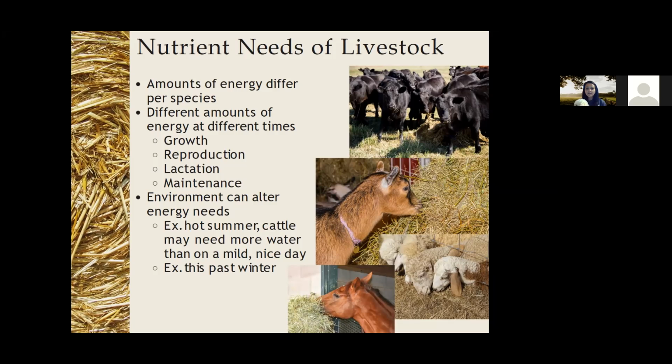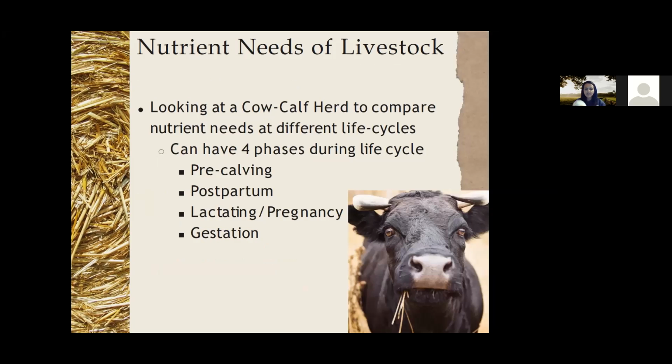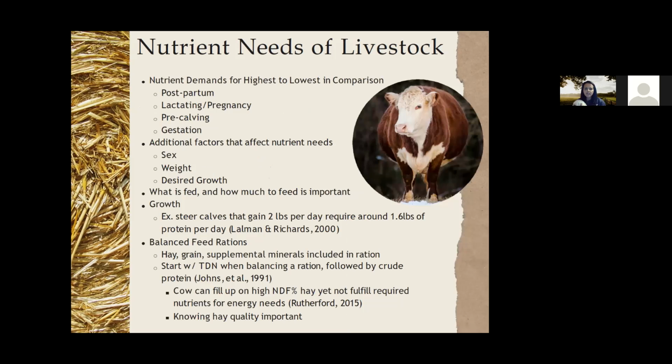It can play a big role, and you want to keep all of that in mind when you're making rations for your cattle, goats, sheep, or whatever type of livestock you may have. I'm looking at a cow-calf herd, and I think David or Philip will be talking about this a little bit more later. At different stages, they're going to need different energy. Pre-calving, postpartum, lactating, pregnancy, and gestation all need different amounts of energy at different times. Listing from highest to lowest, postpartum is going to need the most nutrients, then lactating, pregnancy, pre-calving, and then gestation.